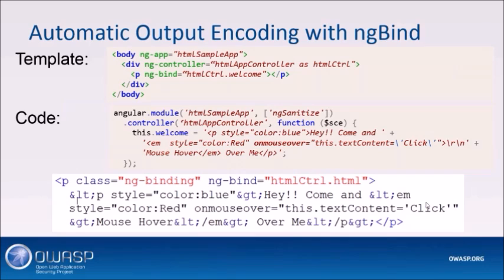In this example, we have the welcome variable within our controller that contains some HTML tags, and it is bound using ngBind directive. As a result, every less than and greater than character will be automatically replaced with an according HTML entity, and the whole string will be interpreted as text by the browser and not evaluated as HTML code.